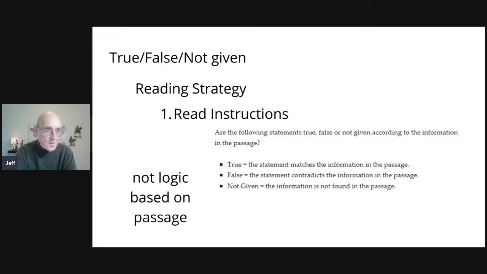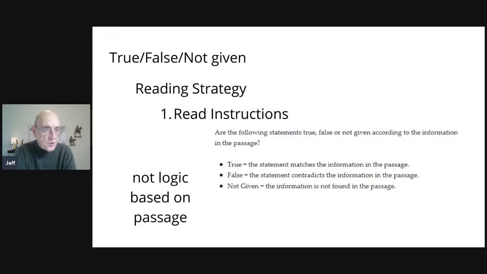And the instructions are, are the following statements true, false, or not given according to the information in the passage? Not according to your knowledge, your opinion, or your experience. It's information in the passage. So let me just explain to you what it means for something to be true, what it means for something to be false, and for something to be not given.